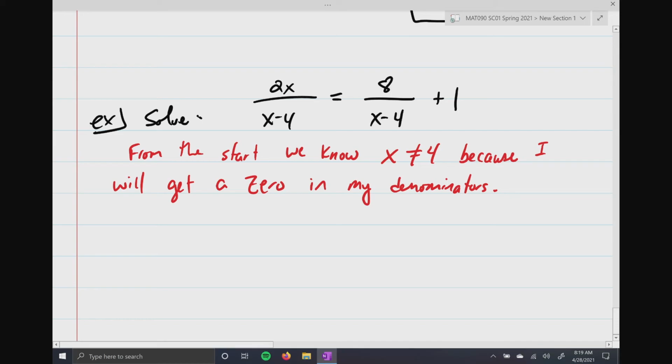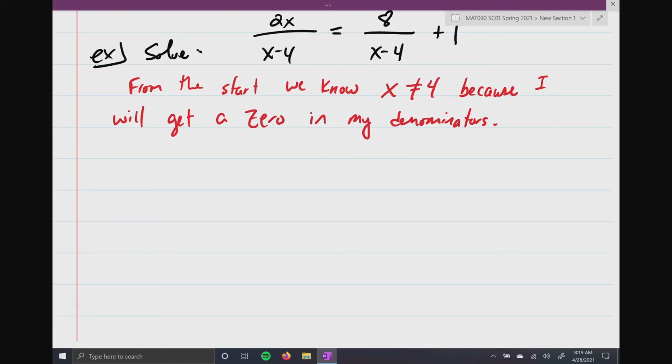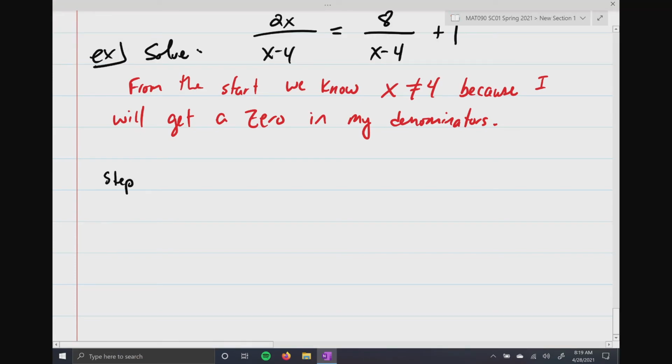Okay? Now, step one, find the LCD. So we look at our denominators. They're both x minus 4. So my LCD equals x minus 4. Step two. Actually, no, it's not step two. It's still step one. Find the LCD.